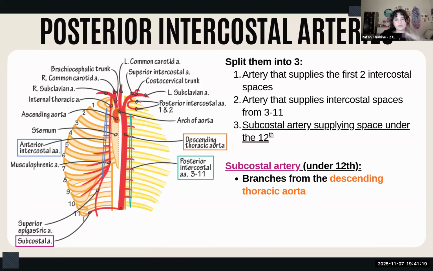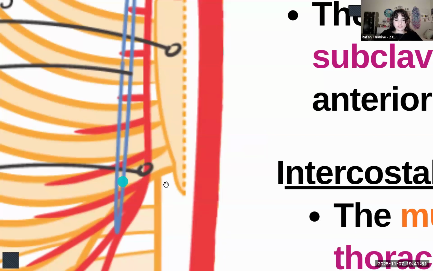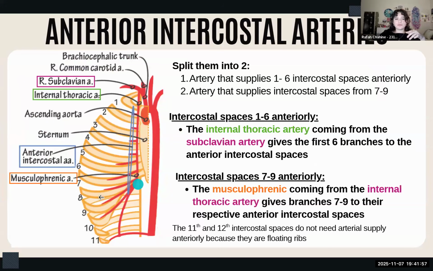Okay. Now we're going to move on to the anterior intercostal arteries. For the anterior intercostal arteries, I want you to split them into two. We have an artery that supplies the first six intercostal spaces, and that is going to come from the subclavian as well. There's going to be a branch coming out of it called the internal thoracic artery, and that's going to give intercostal arteries for spaces 1 until 6. Then, for spaces 7 until 9, the internal thoracic artery is going to give a branch called the musculophrenic. If we zoom in, ignore how blurry it is, but this is the musculophrenic branch. This is the internal thoracic, becomes the musculophrenic, gives us the anterior intercostal arteries for intercostal spaces 7 till 9.